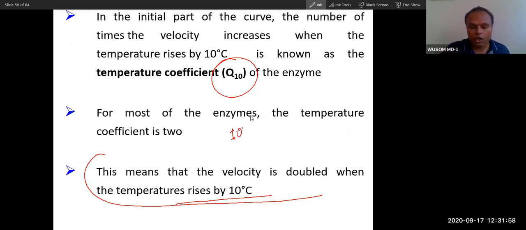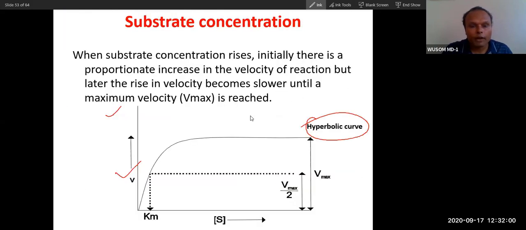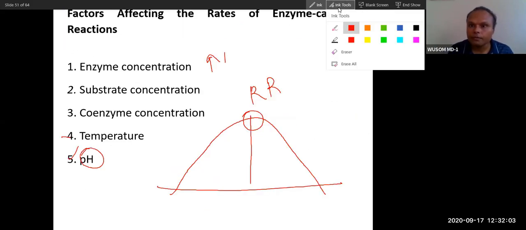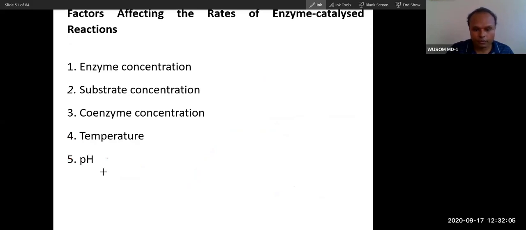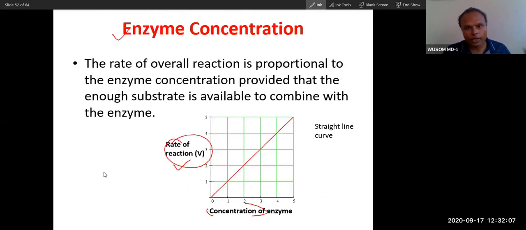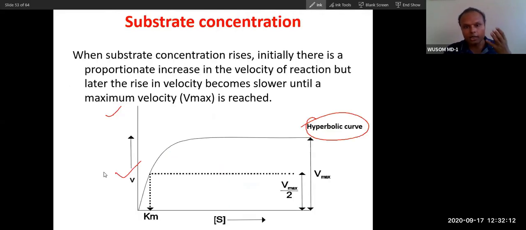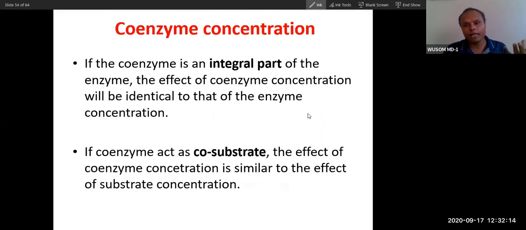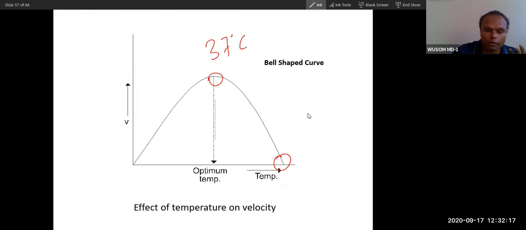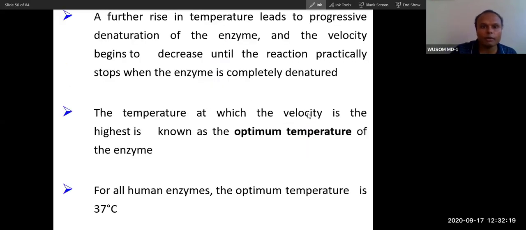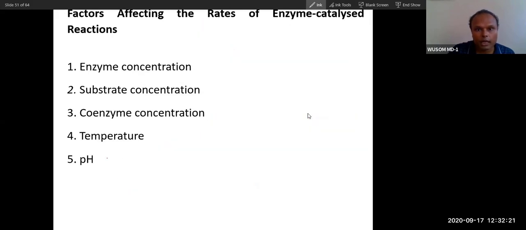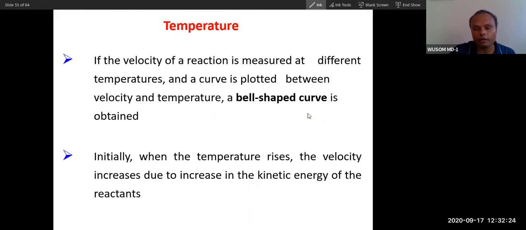So with this, did you all understand the factors affecting enzymes? Remember the curves, okay? You have only 3 types of curve: a straight line curve, a hyperbolic curve, and a bell-shaped curve. If you remember the curves, you will remember the factors affecting enzymes. And change in temperature and pH causes decreased enzyme activity. So you'll have to remember.